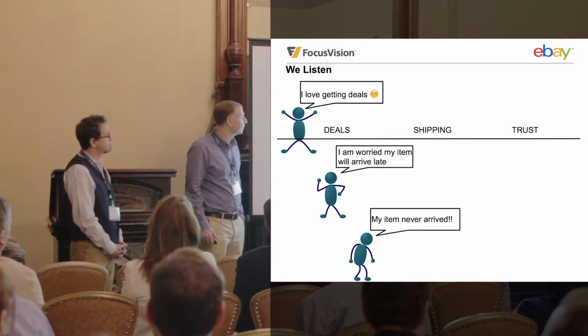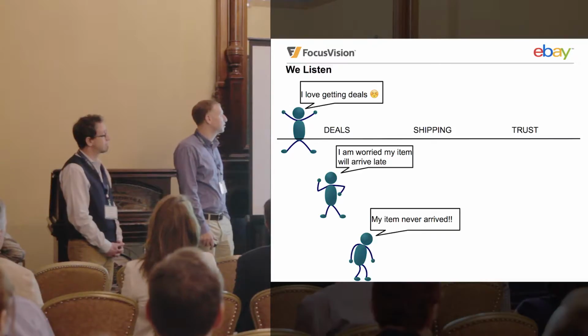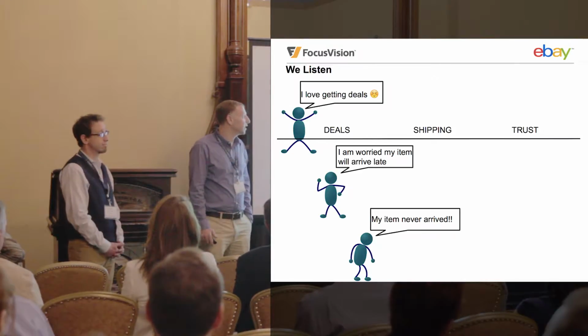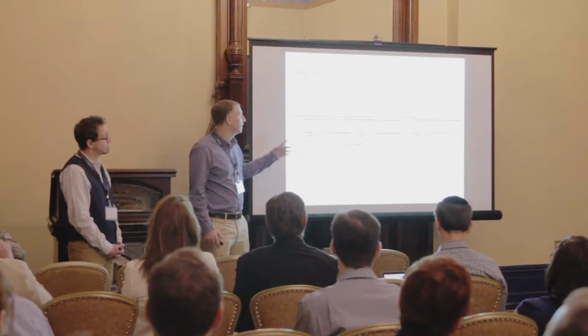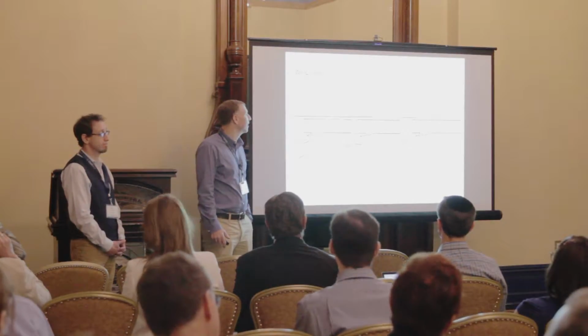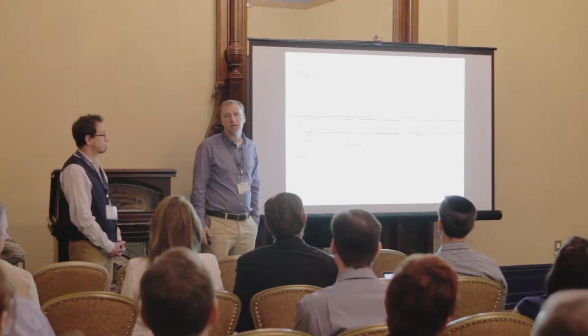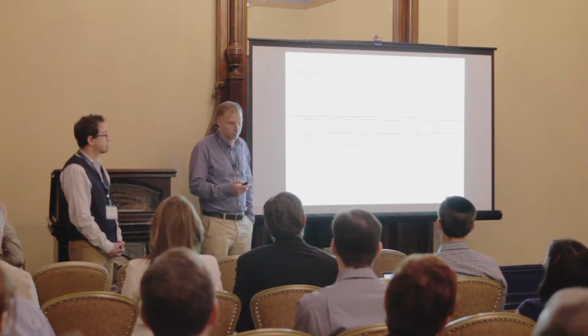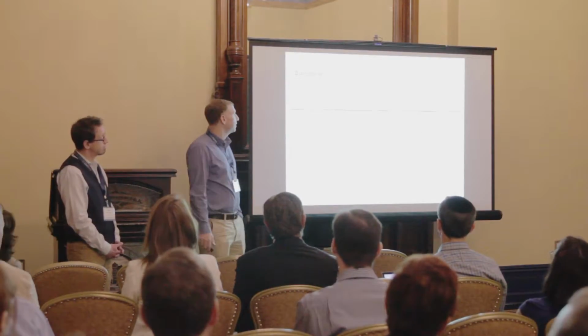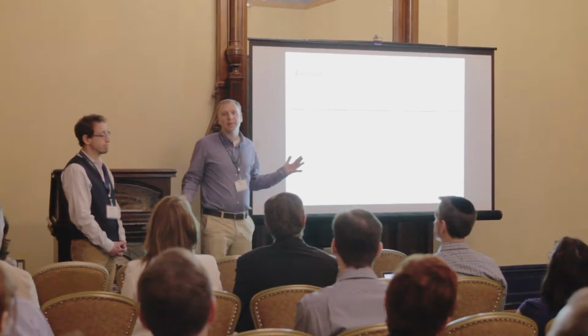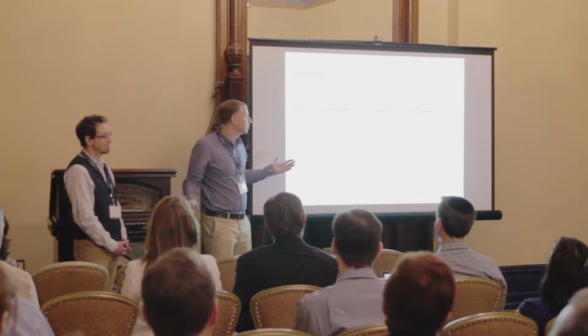these things are happening. So I take this unstructured data, again, I'm in a quantitative world with a data-driven company, and I have to put it into structured data, right? So people are talking about deals, people are talking about shipping, and people are talking about trust with eBay. And the next step is, how often is deals happening? Is deals a one-time occurrence, or is it happening a lot?